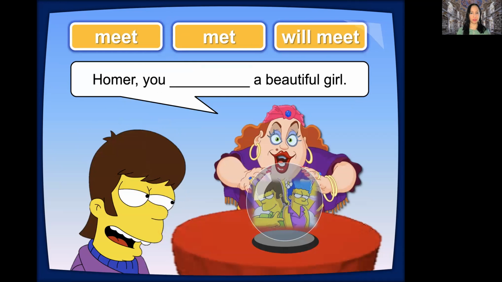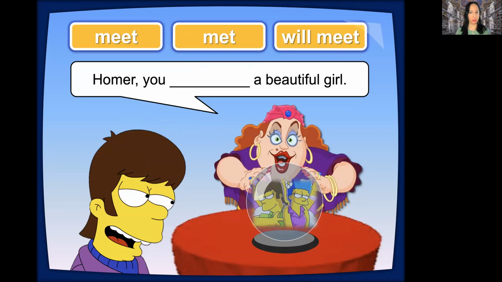Uh-oh, Homer's looking at a crystal ball again. Homer, you blank a beautiful girl. What happens when you're looking at a crystal ball? That's right, you're looking at the future. Homer, you meet a beautiful girl. Homer, you met a beautiful girl. Homer, you will meet a beautiful girl.